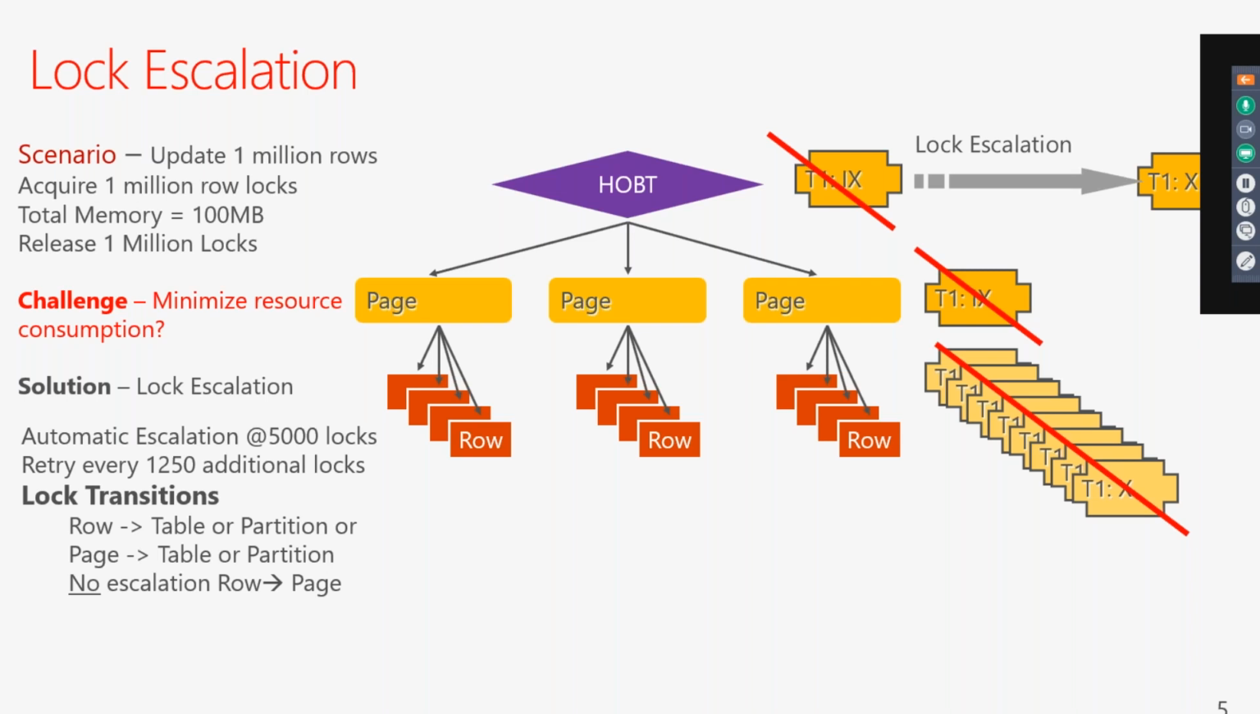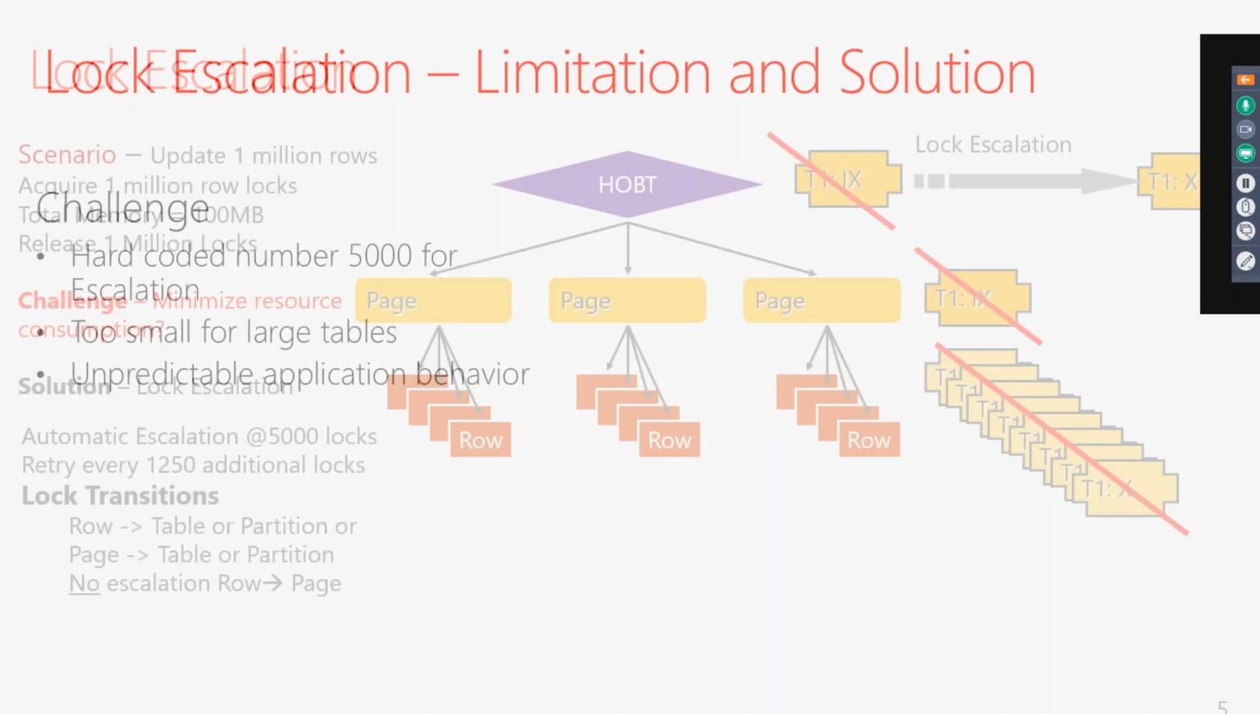If it does not, it tries to re-escalate after a new 1,250 locks. So from 5,000 to 6,250, then another 1,250 onwards, and so on. So the lock escalation is from row to table or a partition. We in fact allowed escalation at a partition level, assuming the table was partitioned, starting I think 2008 R2 or 2008. I don't remember exactly, but that's what we do. This is what the escalation is.